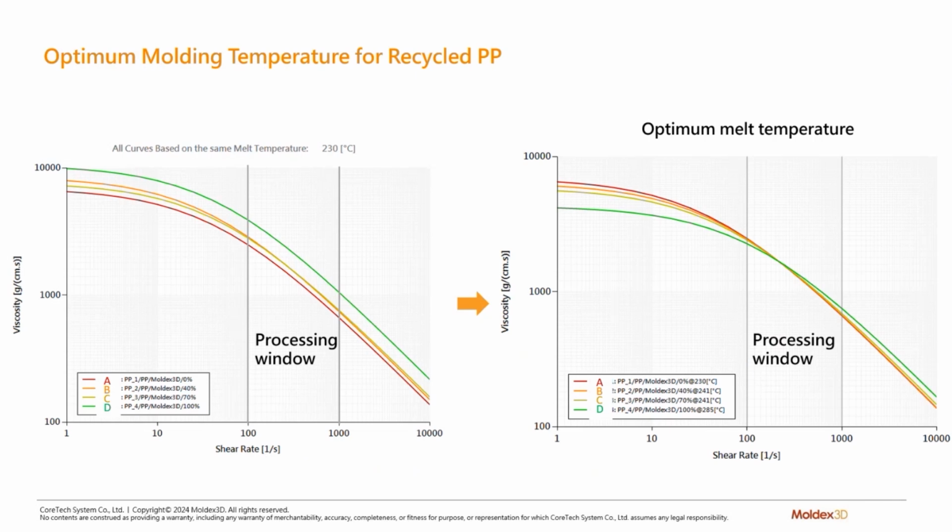So to solve the filling problem caused by the high viscosity of the recycled PP, the most convenient method is to adjust the melt temperature. Increasing the melt temperature of the recycled PP can reduce its viscosity to be the same as the virgin. In this way, the filling behavior of the recycled material is similar to that of the virgin.